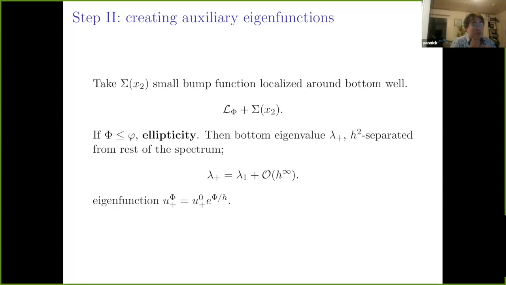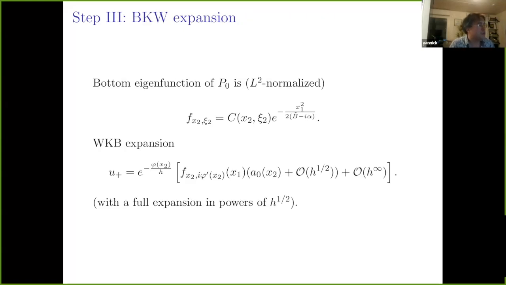The first one is to build new eigenfunctions. And then the second step is to prove that these new eigenfunctions actually are localized in the right way at the right place with the right eigenfunctions, the right eigenvalues. Okay. Now, the third step is to build BKW expansions for the eigenfunctions.